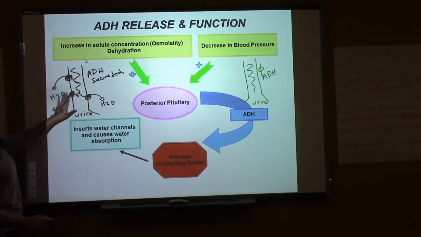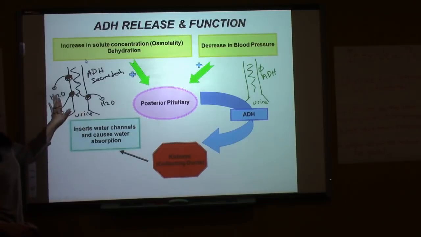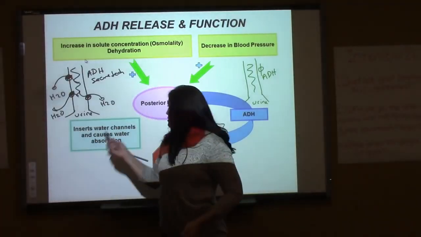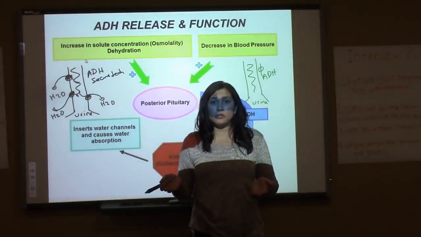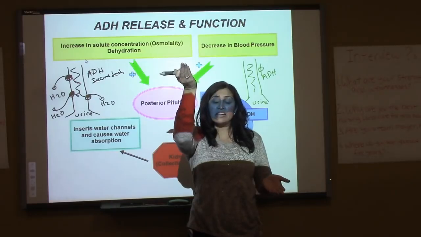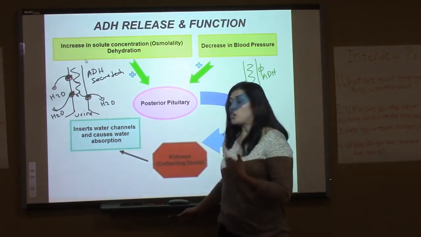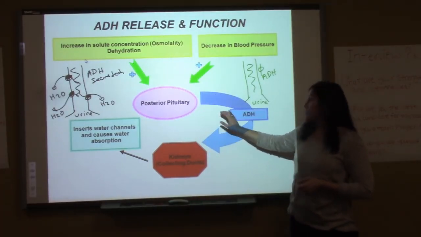Because we're taking out the water, there's less water left in the nephron, and therefore there's less urine production. Where did this water go? It goes back into our bloodstream. And when water goes back into our bloodstream, it brings your blood pressure back up, and it causes your osmolarity to come down. Okay? So you're not dehydrated anymore. So this is how ADH works.